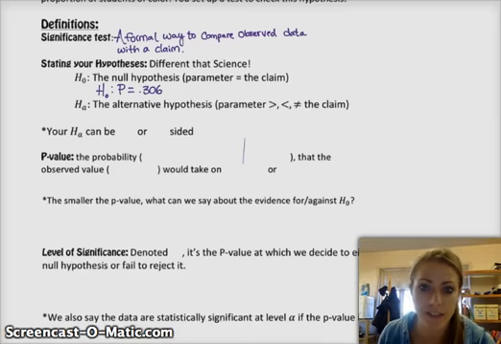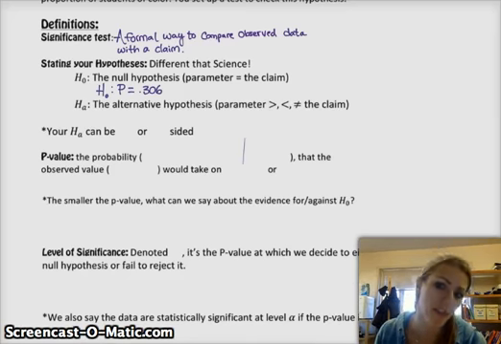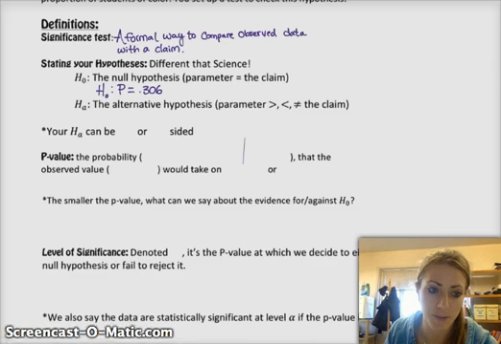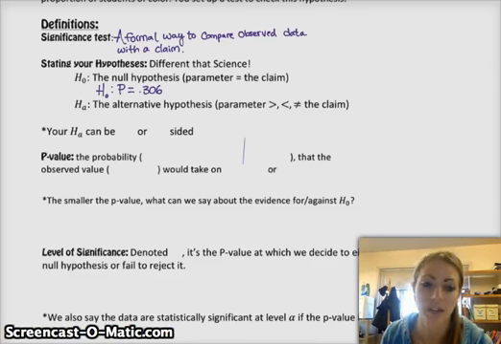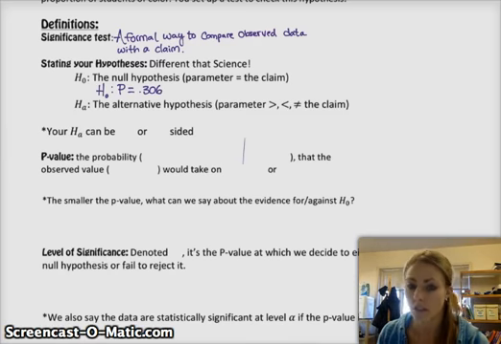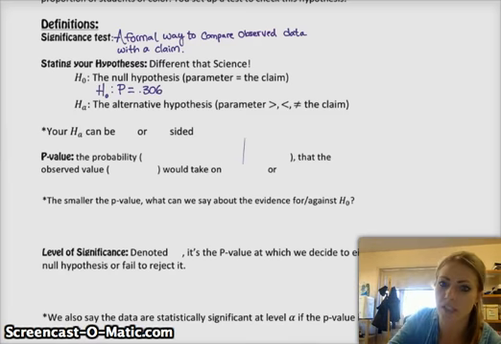Keep in mind that your hypotheses are always about the population. So this is P or mu. It would never ever be P hat. It would never ever be X bar. Because you're testing stuff about the population.